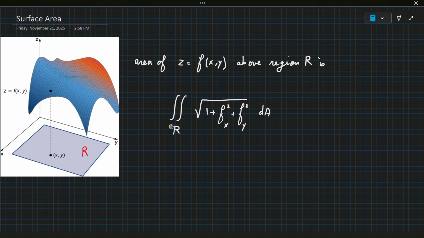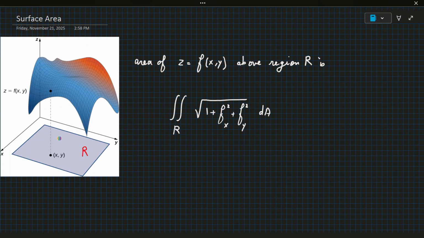We are going to show that it is a double integral of this expression, which is the square root of 1 plus the partial of f with respect to x squared. So we take the function, take the partial of it, square it, and the same for the partial with respect to y, in the square root, times the element of area. The element of area is, of course, in this region R. We want to explain where this formula comes from, and then we are going to do an example.